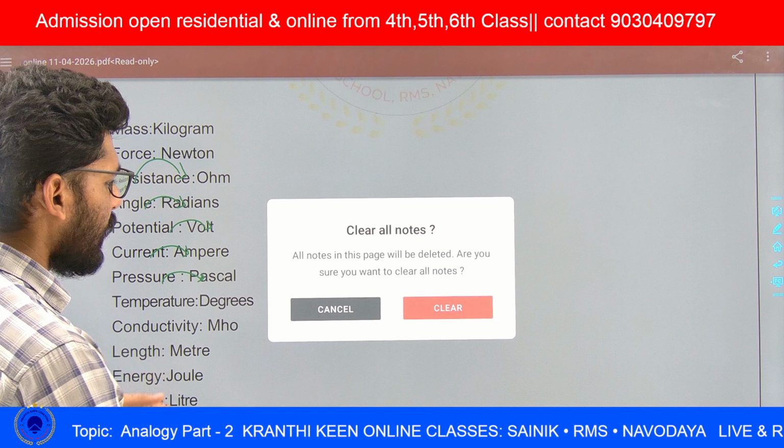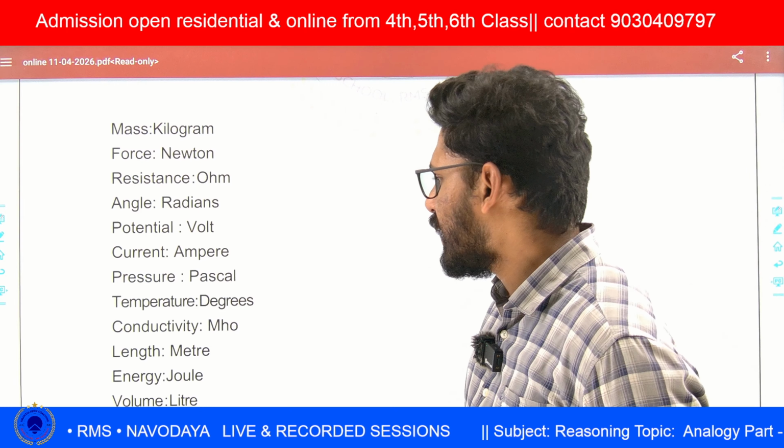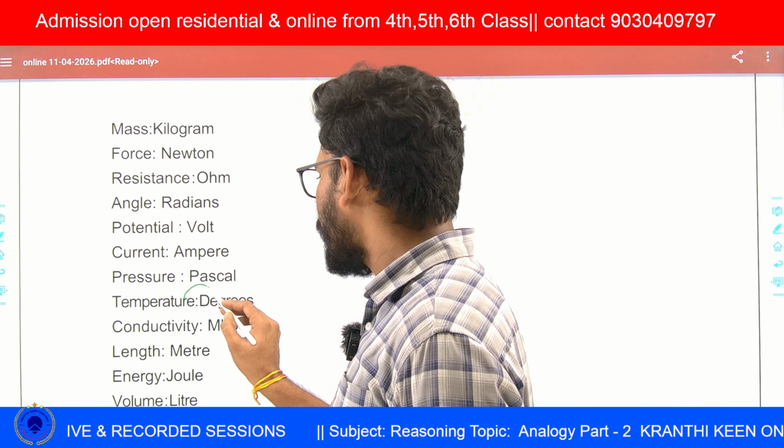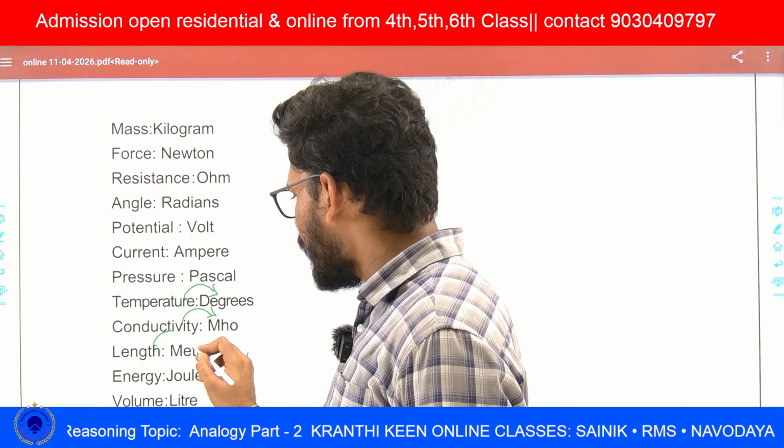The next thing is temperature. Temperature is measured with what? A thermometer. But measured in what? It is degrees. Got it? I hope you got what we are learning here. Conductivity, mho, and length is measured in meter.